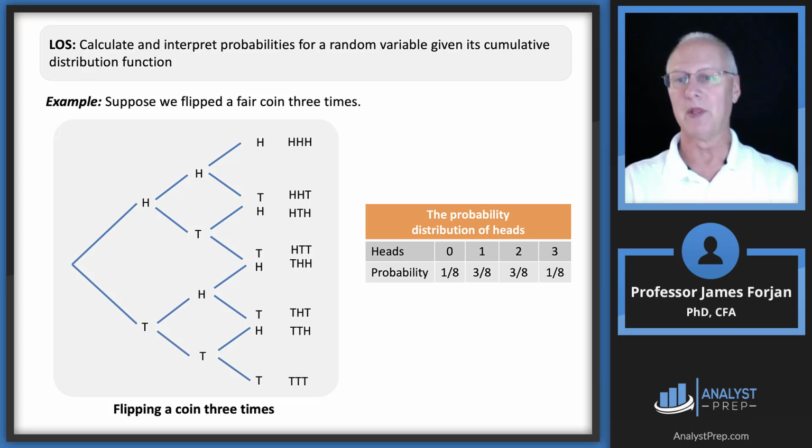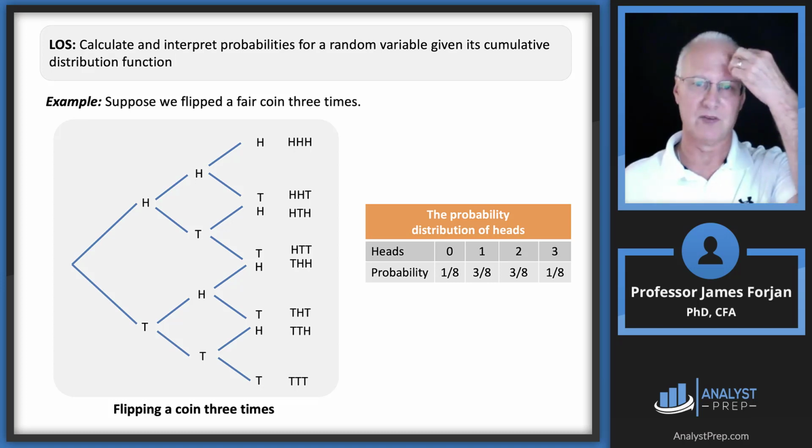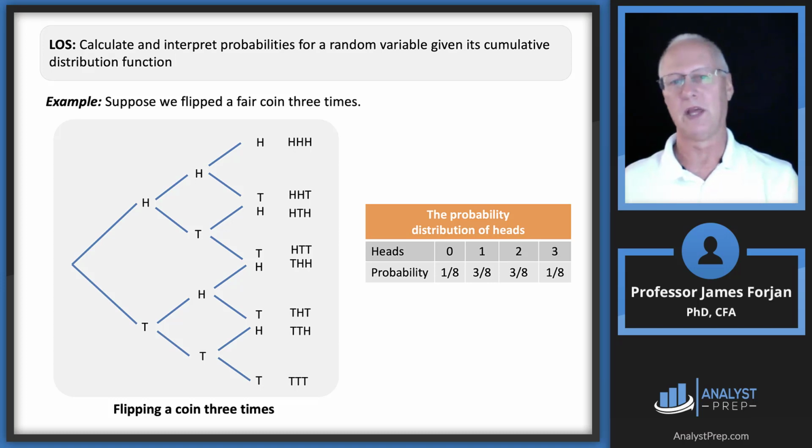And there's the probability distribution over there on the right. So just look at the extremes. You have a 1/8 chance of getting 3 heads and a 1/8 chance of getting 3 tails, which then must mean you have a 3/8 chance of getting 2 heads or 2 tails, or vice versa.